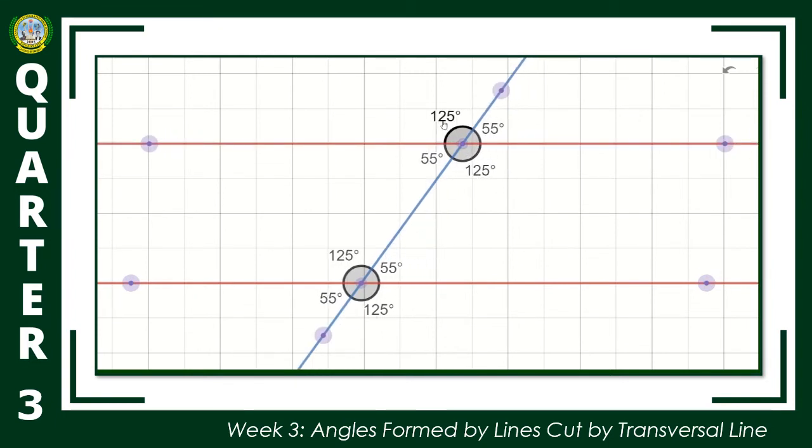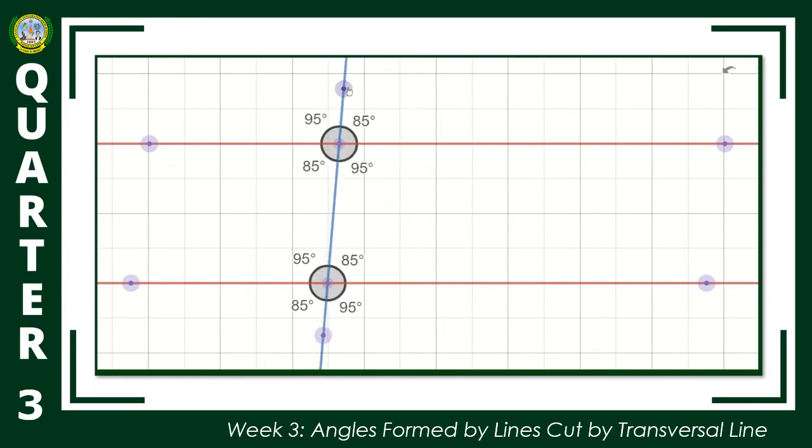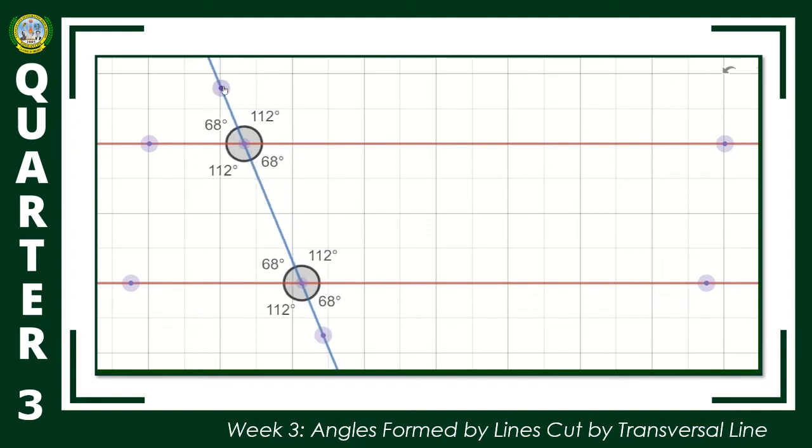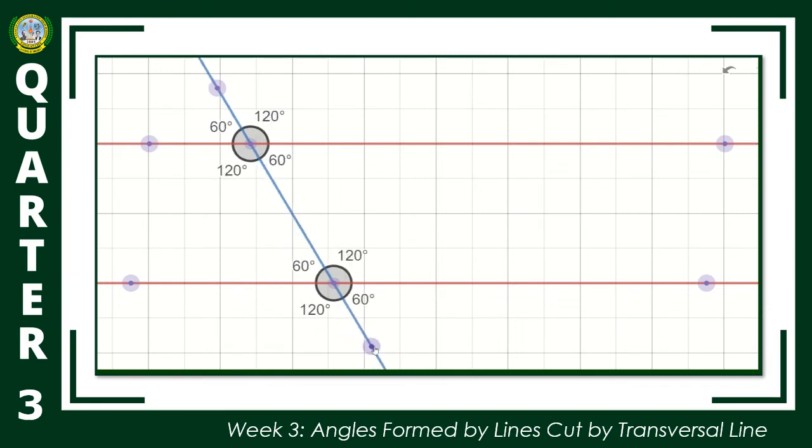So, diba yung 125 dito sa taas, it corresponds to this angle which also measures 125. So, ganun din yung mga natitirang corresponding angles natin. Parehas sila ng measurement. Okay? So, kahit po i-move ko yung transversal natin, tingnan nyo mabuti, yung mga corresponding angles natin, lagi silang congruent.